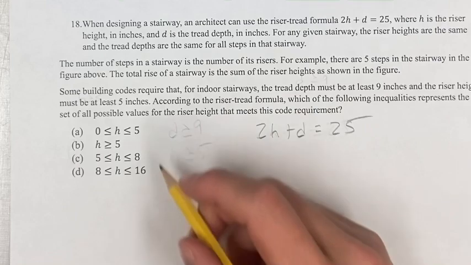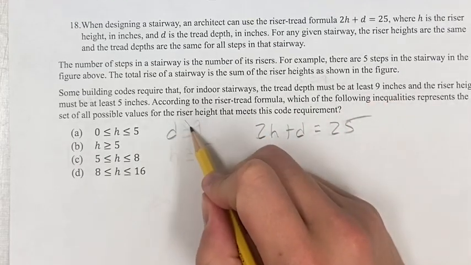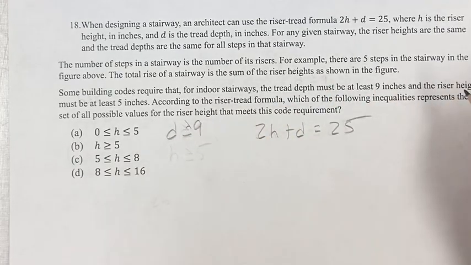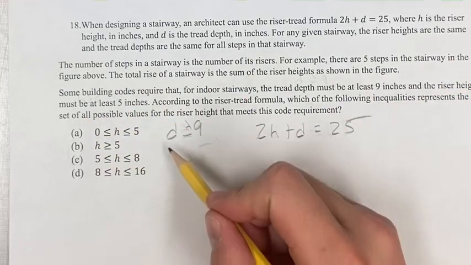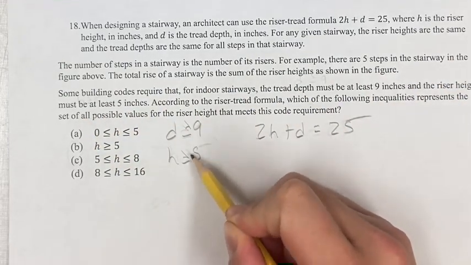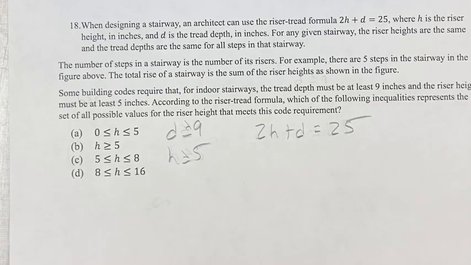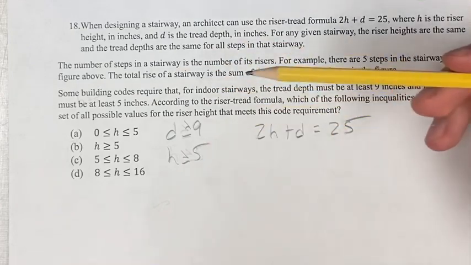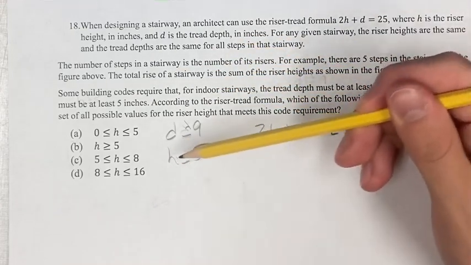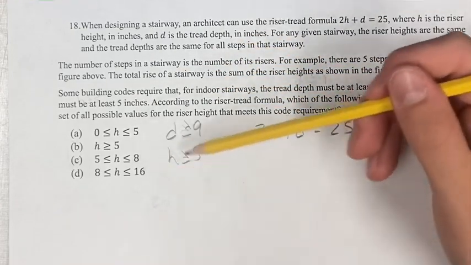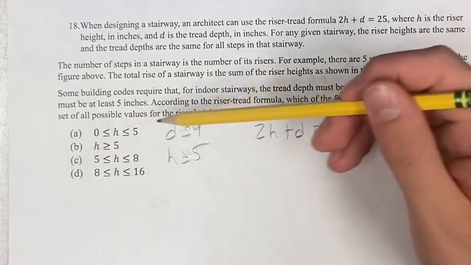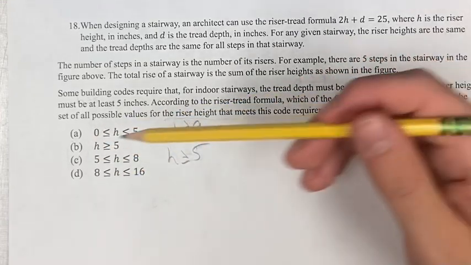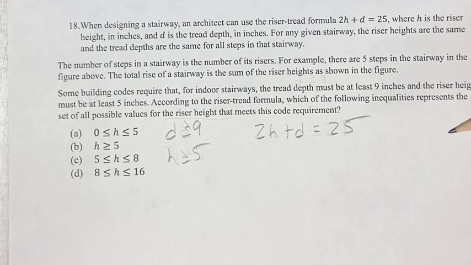So the tread depth is d, so d has to be greater than or equal to 9 inches. And we know that the height, h, must be greater than or equal to 5 inches. So you might be tempted to say, okay, these are the restrictions on our height that meet the requirement, so B is going to be your answer.